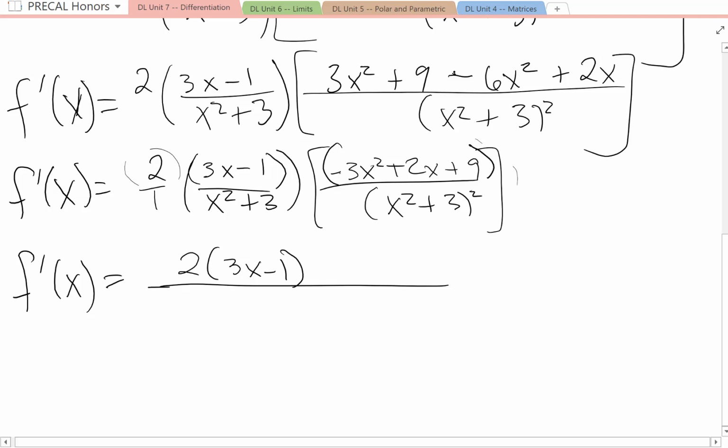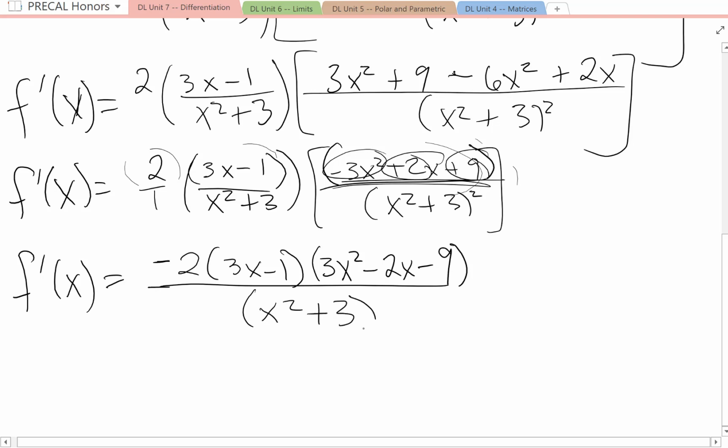I'll put it right here, which just changes the sign of all the things inside of this parentheses. That would be 3x squared minus 2x minus 9. And that is over the quantity x squared plus 3 to the power of, this one's to the power of 1, this one's to the power of 2, so there are 3 of them total. Check just to make sure everything is completely factored, and you have your answer.